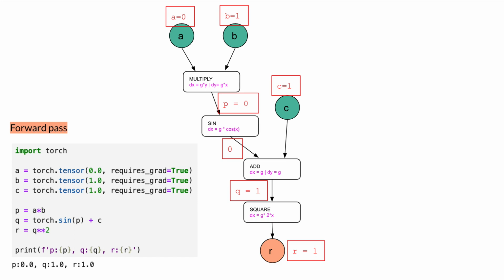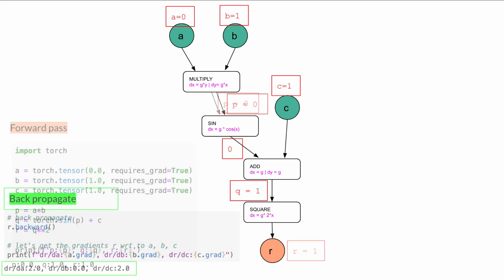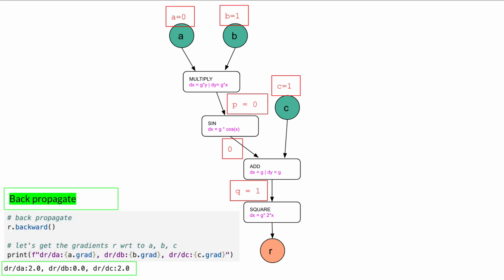And indeed, if we print out the values of p, q and r, we see 0, 1, 1 in our code, similar to what we have in the chart here. So then what is the backpropagation? How does that work? We immediately invoke the dot backward method on the output r. And what's this going to do? Let's have a look.